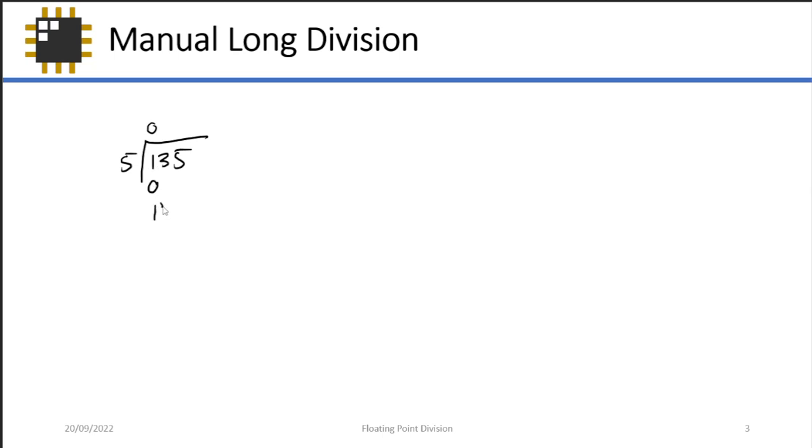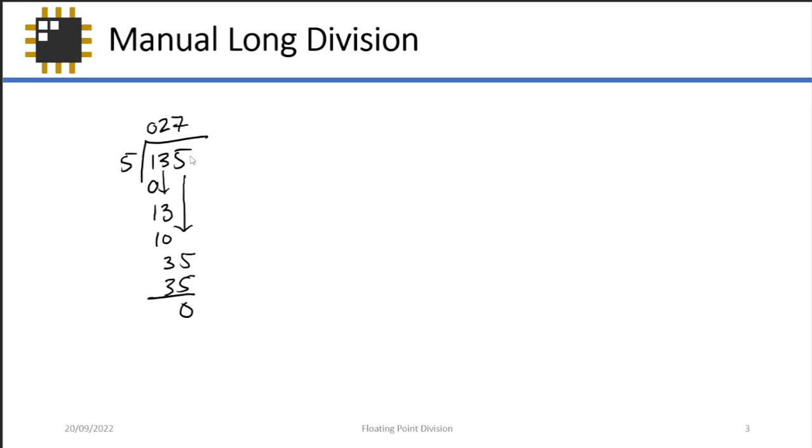1 minus 0 is 1, and then you bring down the 13. Does 5 fit in 13? Yes, you can fit two of them. So you have 5 times 2, and you have a remainder of 3. Now you bring down 5, and you get 35. How many 5s can you fit in 35? That's 7. So 7 times 5 is 35, from which you get 0.